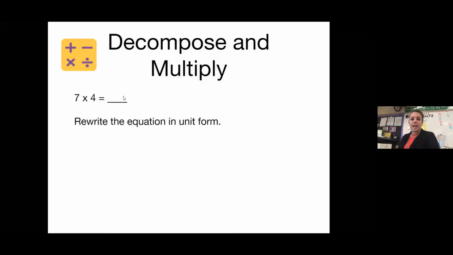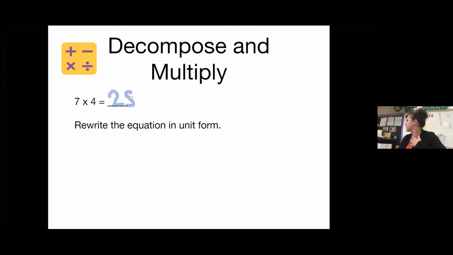All right, 7 times 4. Take a minute. Think of 7 times 4. And that equals 28. You could put 7 fingers and count by 4, 4, 8, 12, 16, 20, 24, 28. Or you could put 4 fingers and count by 7, 7, 14, 21, 28. Either way, you get 28.